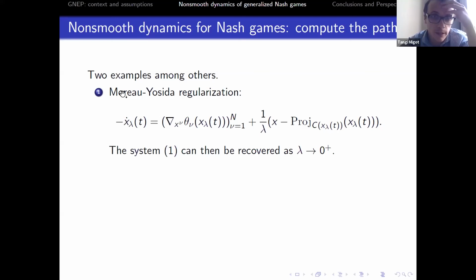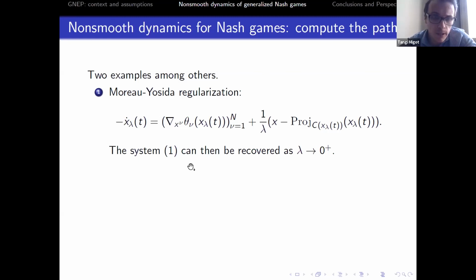The first one would be to do a Moreau-Yosida regularization, meaning you approximate your differential inclusion with a nice differential equation. You compute this solution x lambda, which is going to be a smooth C1 solution of this differential equation. Then if you push lambda to 0, you will recover the solution of the differential inclusion. You can give this to one of your favorite ODE solvers, and it will give you something.